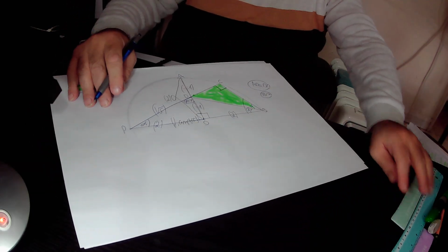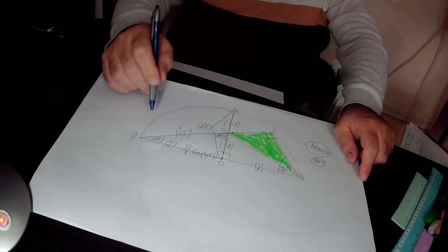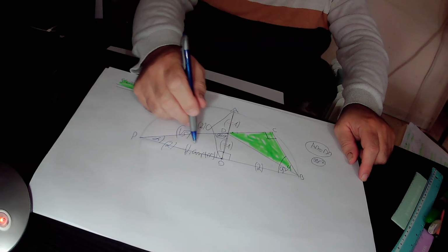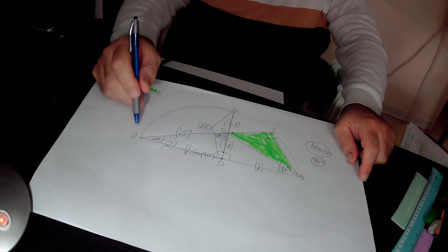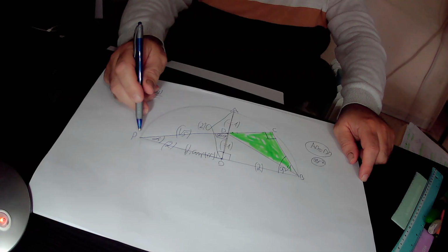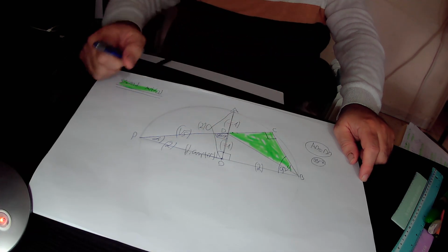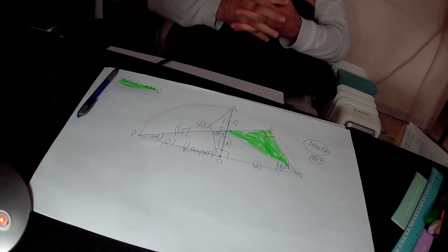In the next step, we will prove that this right triangle PDO is similar to this big right triangle PCB. Again, we prove that this small right triangle PDO is similar to the big right triangle PCB. So why are those two right triangles similar to each other?